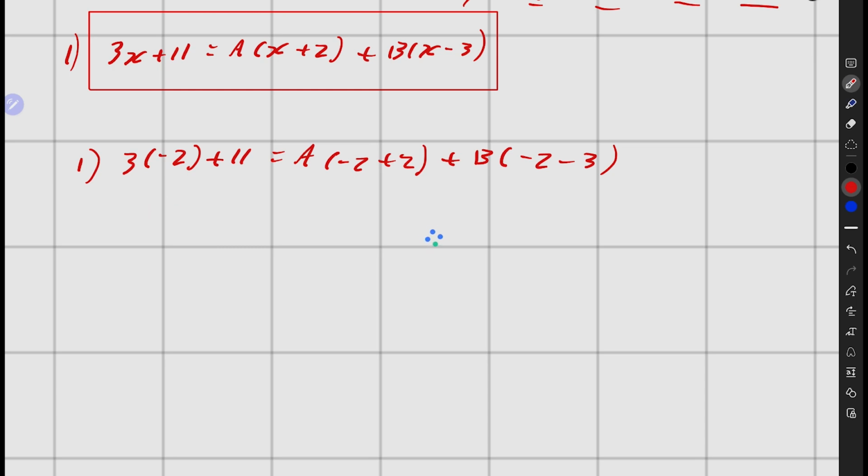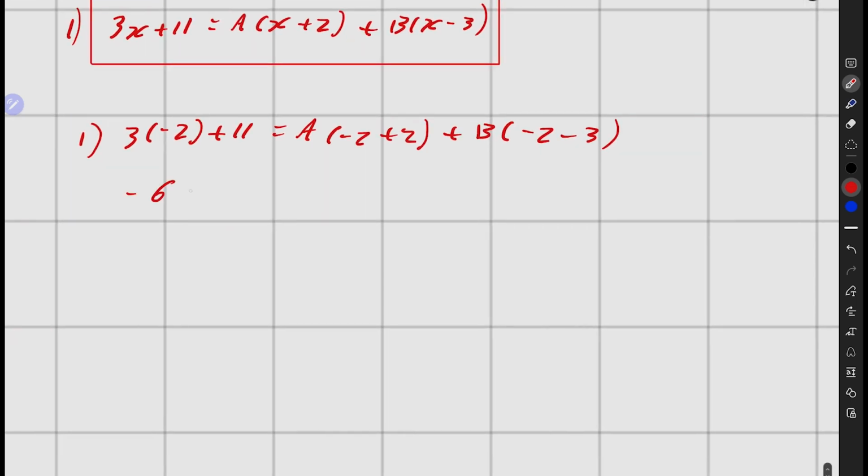So we're going to get minus 6 plus 11 equals, and you can see minus 2 plus 2 is 0, so a goes to 0. So that's simply going to equal b multiplied by minus 2 minus 3, which is minus 5, so that's equal to minus 5 multiplied by b. I like doing this because we can easily get rid of a and solve for b, and then with the second equation get rid of b and solve for a. I find it saves a lot of time and it's easier. It works for me, but if it doesn't work for you, just use simultaneous equations or whatever you want to do.